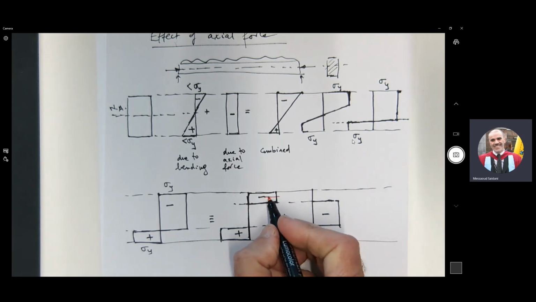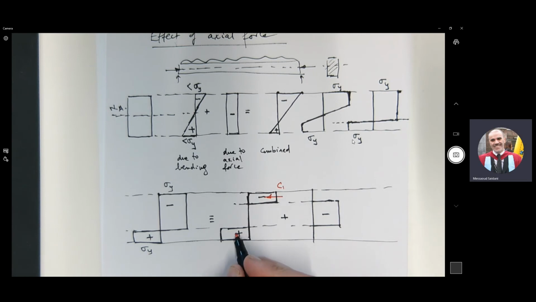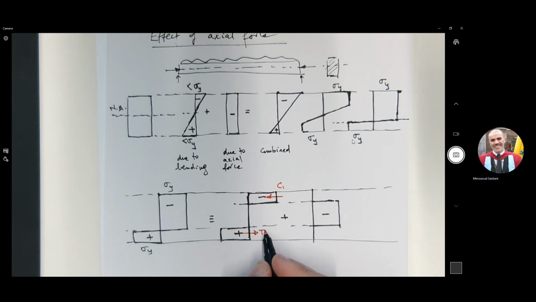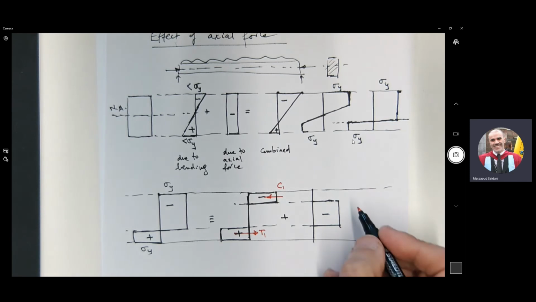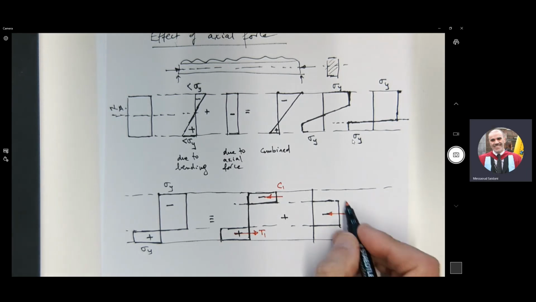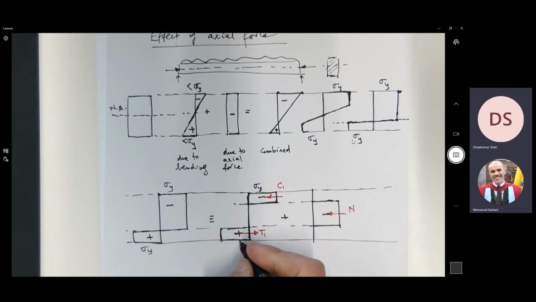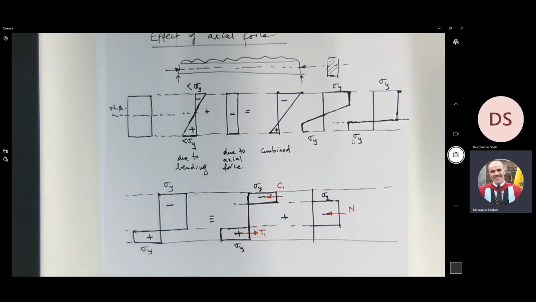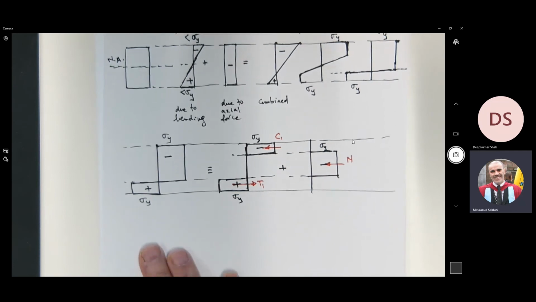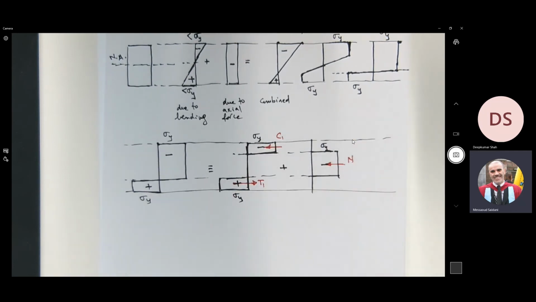So let's call the compression here C1. By equilibrium, this will be T1, and they are equal. And let's call this one here, which is due to the compression, N. Agreed? If you have any questions, just stop me, okay? Do you agree that C1 and T1 are equal and opposite for equilibrium? Yes. So we have C1 is equal to T1.